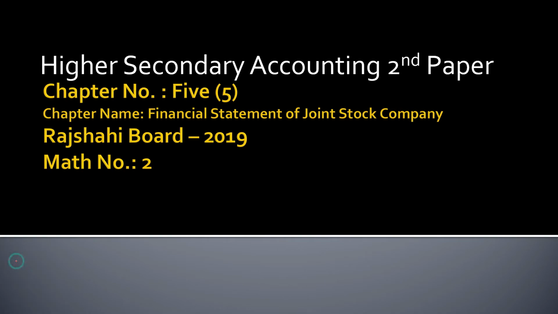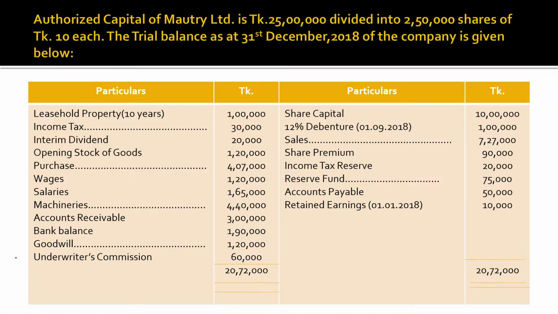Math number 2. The authorized capital of Moitri Limited is 25 lakh taka divided into 2 lakh 50,000 shares of taka 10 each. The trial balance as at 31st December 2018 of the company is given below. At first, debit side: leasehold property, fixed asset; income tax and interim dividend; irregular expenses; opening stock of goods; purchase, direct expense; wages, direct expense; salaries, operating expense; machineries, fixed asset; accounts receivable, current asset; bank balance, current asset; goodwill, fixed asset; underwriters commission, fictitious assets.